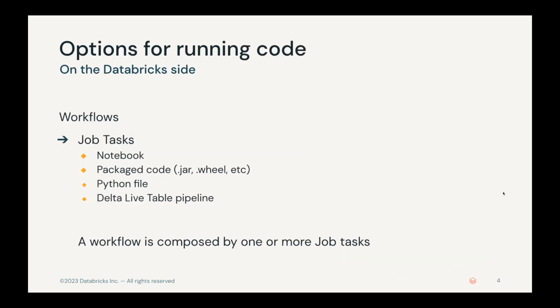So when we talk about options for running code on the Databricks side, there are many. So we have workflows, and a workflow can be composed of one or many job tasks, where each job task can be a notebook or packaged code, so a jar, wheel, etc. It can be a Python file, it could be a Delta Live Tables pipeline, which in its own right can contain many tables inside too. And a workflow, as I mentioned, can have one or multiple of these tasks.